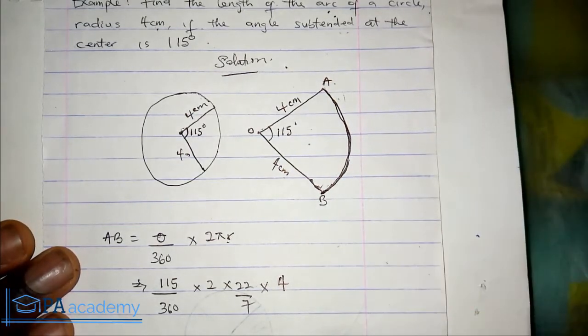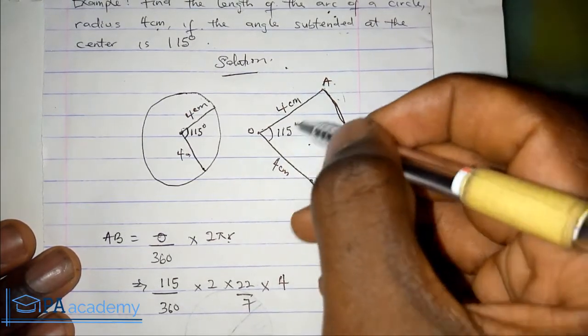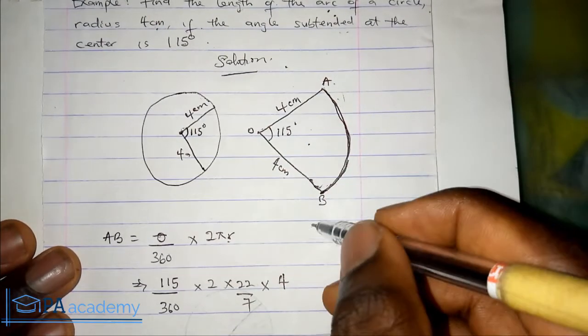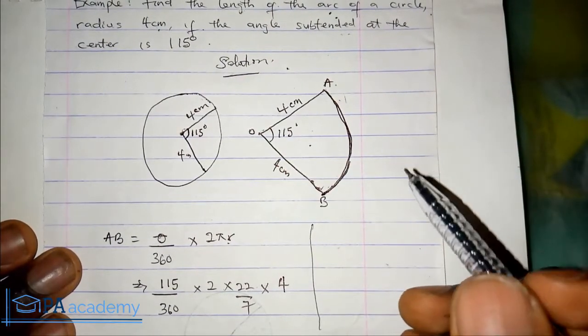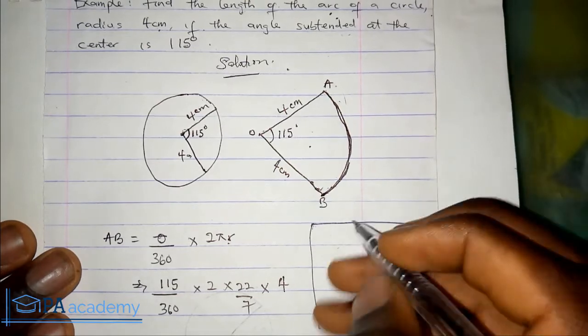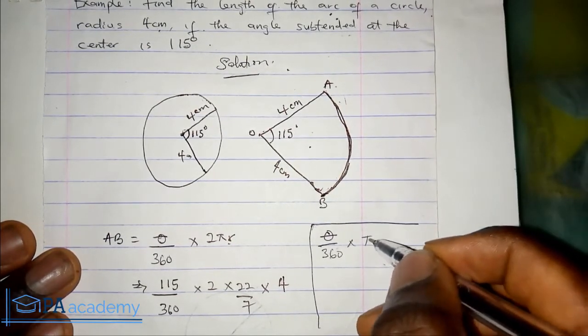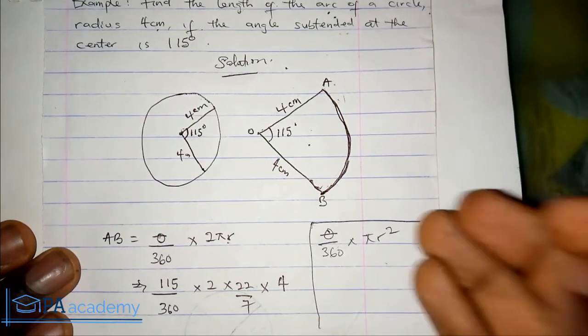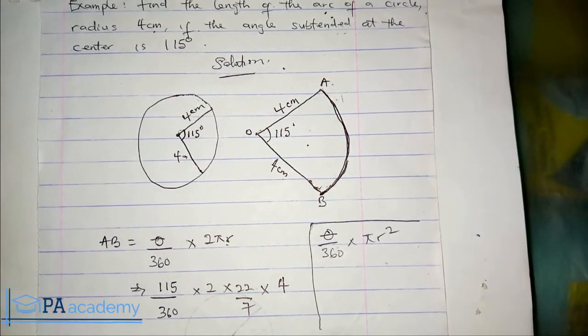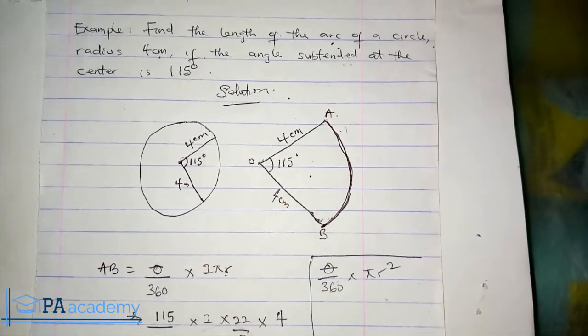The question can also go further to look for the area of this part. Once they ask us to look for the area, that is what they mean by the area of a sector. Then we apply the formula theta over 360 times pi r squared. I want you to find the area and let me know what the answer is in the comment section below. So that is it for this part on the length of an arc and the area of a sector of a circle.